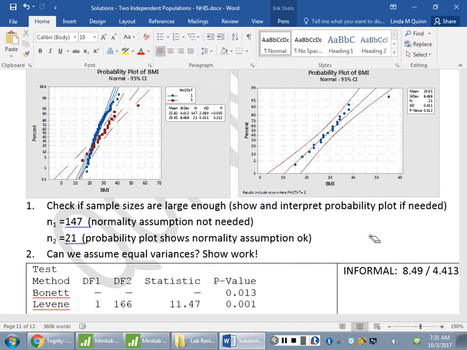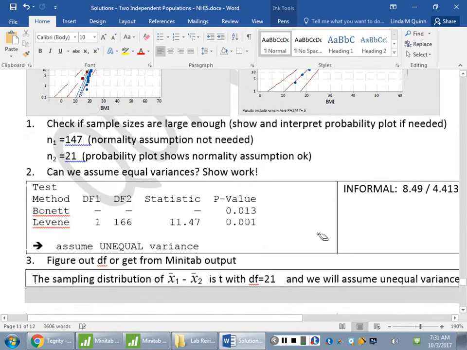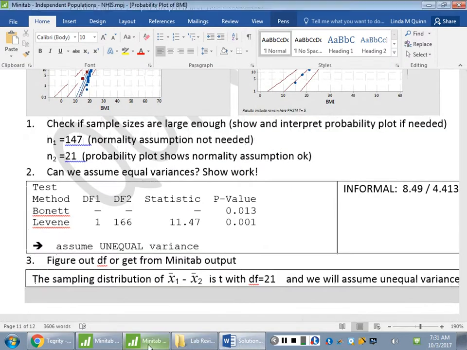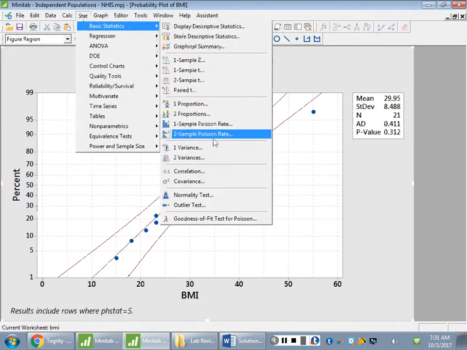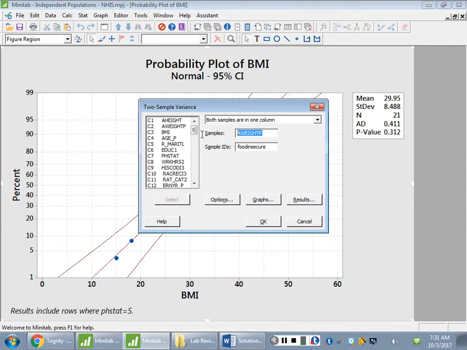Next question is, can we assume equal variance? Show your work. So in this case, I asked you to do the formal definition. Okay. So let's do that first. So in Minitab, we're up under Stat, Basic Statistics, 2 Variances. We are now going to do BMI by pH stat, and we're going to say OK.